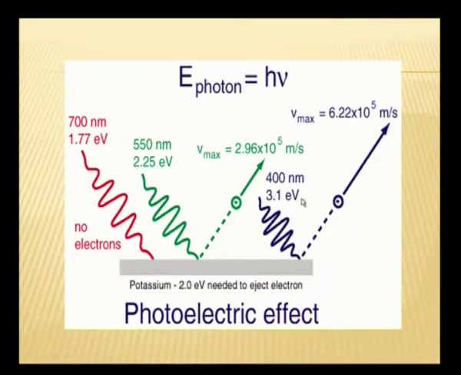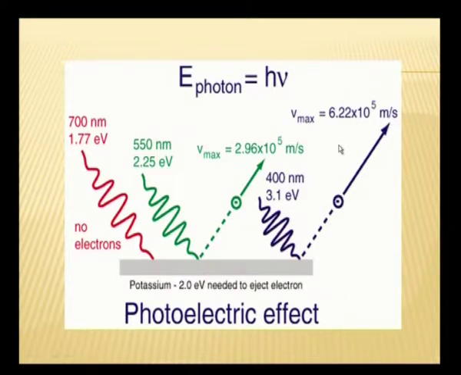So, 3.1 minus 2, because 2 is the energy required. So, you have got energy here 3.1. So, 3.1 minus 2, that is 1.1 eV converted into velocity, the energy converted to momentum or velocity will be here, the velocity will be much greater, 6.22 into 10 to the power of 5 meters per second.